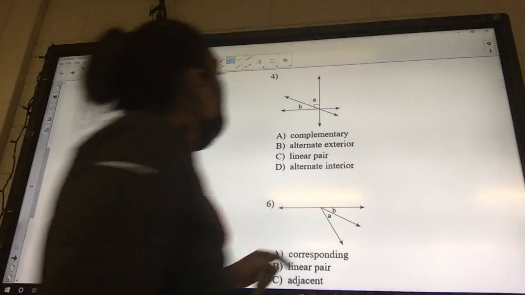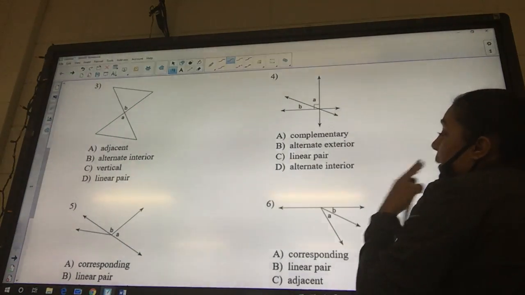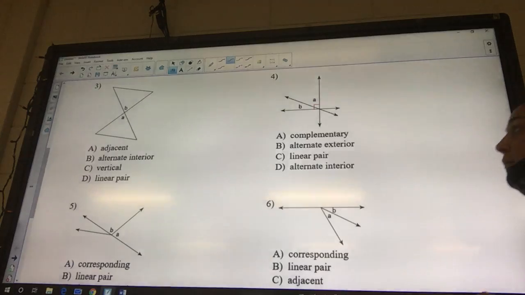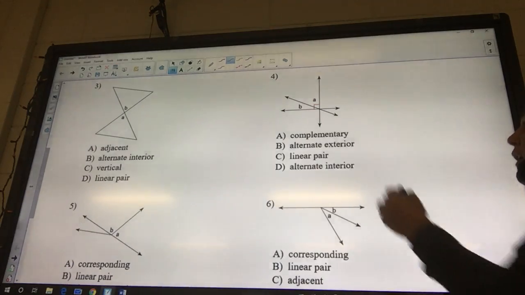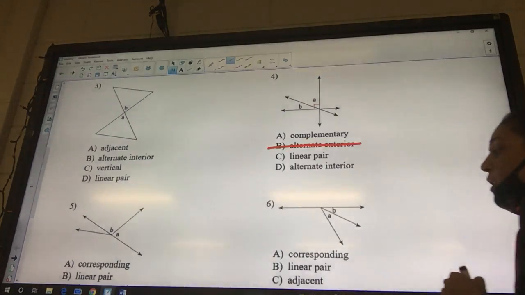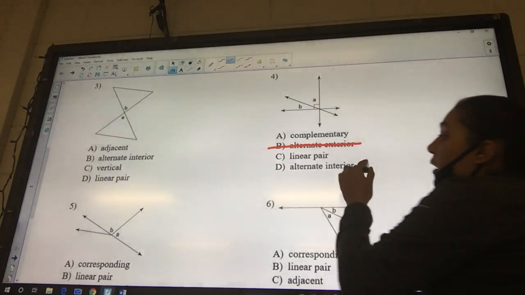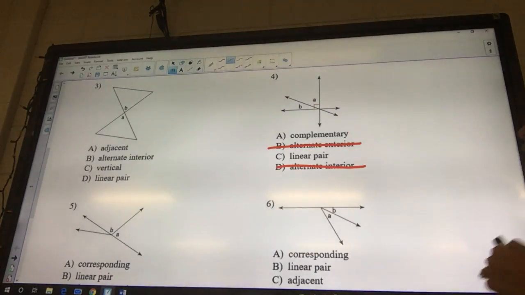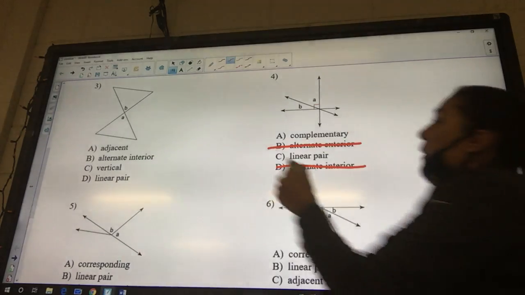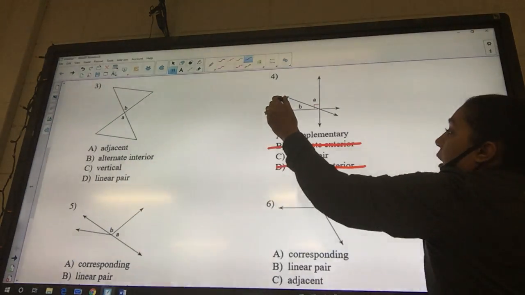Okay, 4. What do we think that is? Can we cross anything off? Yep, so we can cross off this one. What else can we cross off? It's a complementary angle. We can cross off the other alternate interior. So now the only 2 that we have left are complementary and linear pair. Maybe you need to use colored pencils.